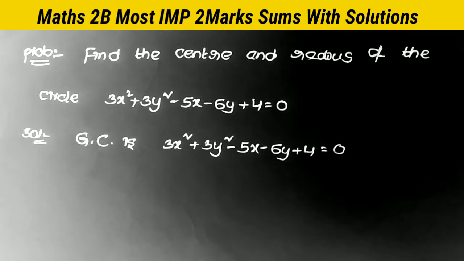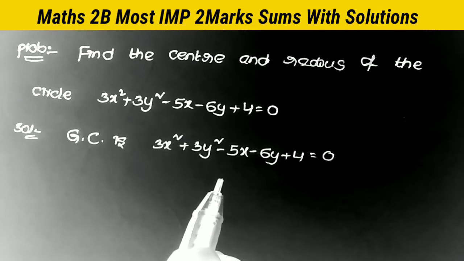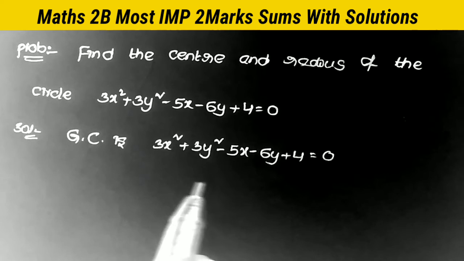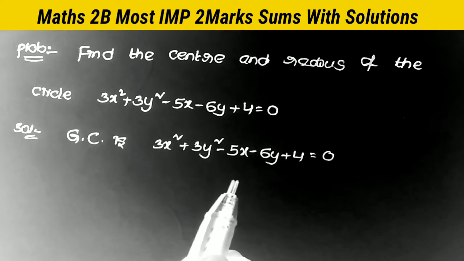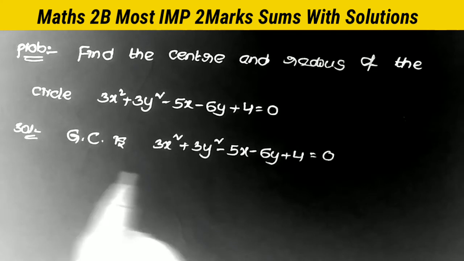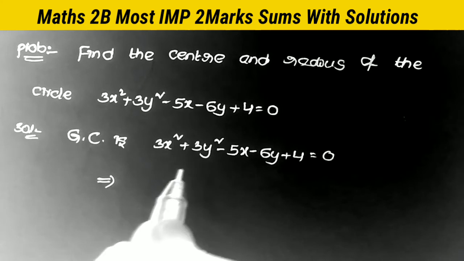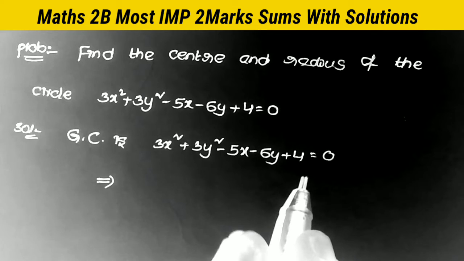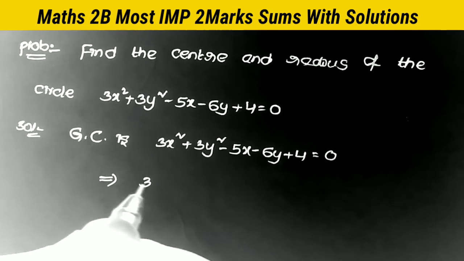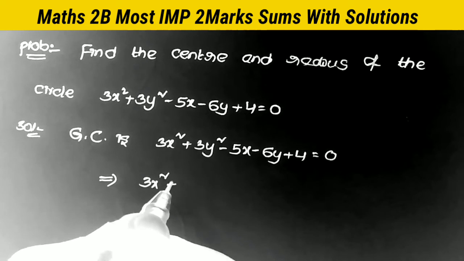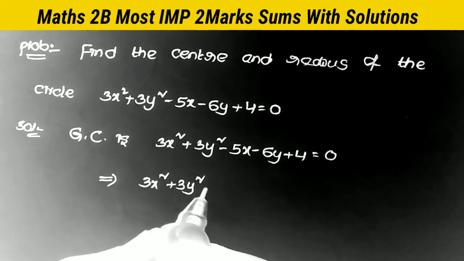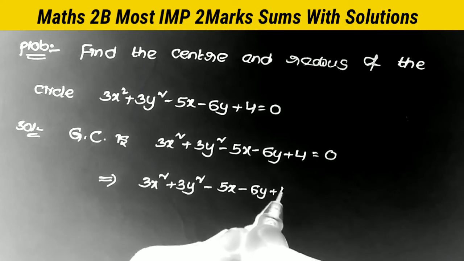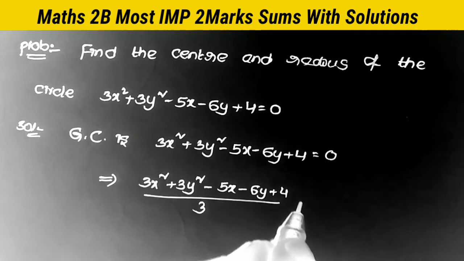Now to find the center and radius, first of all, we convert the equation of this circle into the standard form. What is the standard form? x square plus y square plus 2gx plus 2fy plus c is equal to 0. That is, we must divide this total equation by the number 3 to get the equation of the circle in the standard form. That is, dividing this equation by 3 means 3x square plus 3y square minus 5x minus 6y plus 4 by 3 is equal to 0.